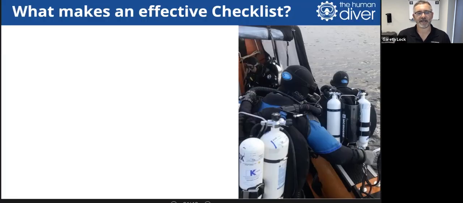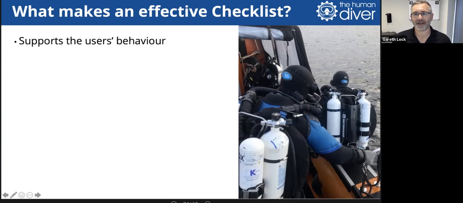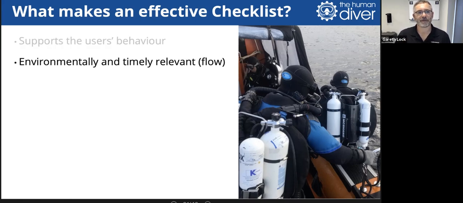So what makes an effective checklist? Importantly, it's there to support the user's behavior. The whole key part of human factors is making it easy to do the right thing, making it hard to do the wrong thing. If you design a checklist that has friction, that is difficult to use for a whole bunch of reasons, people won't use it. Now, there are trade-offs with this because what you would like to do, and I'll come on to in a minute, is actually have a standardized checklist so that you can then cross-check each other within a team, assuming you're diving in a team environment.